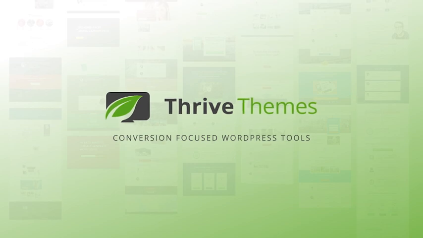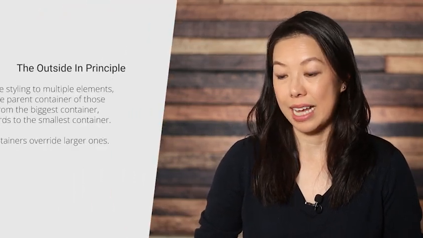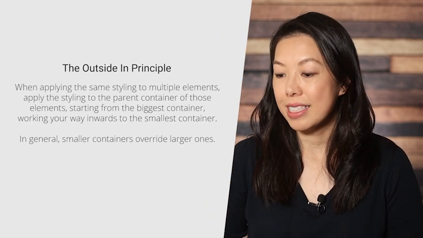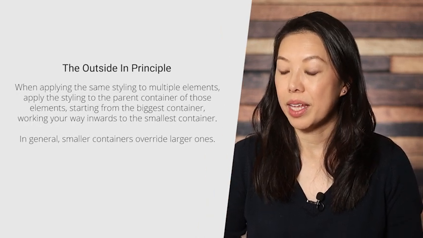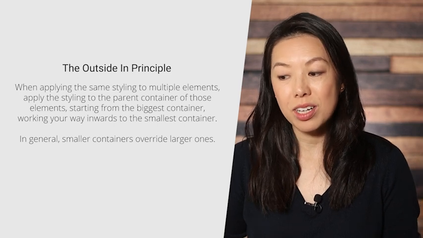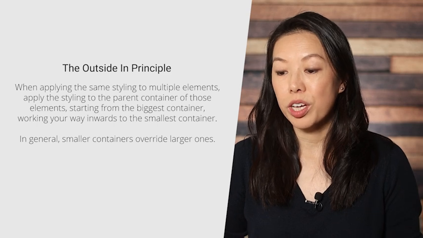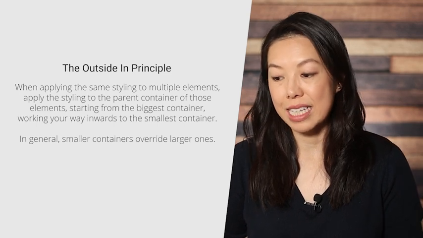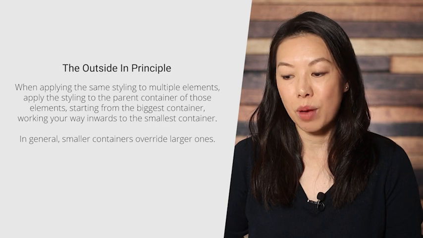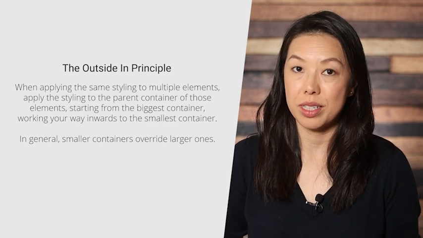So this method is called the outside-in principle. So here is what the outside-in principle states. When applying the same styling to multiple elements, apply the styling to the parent container of those elements, starting from the biggest container, working your way inwards to the smallest container. In general, smaller containers override larger ones.